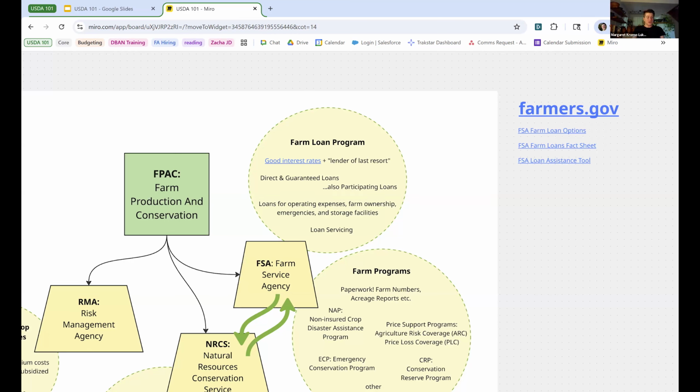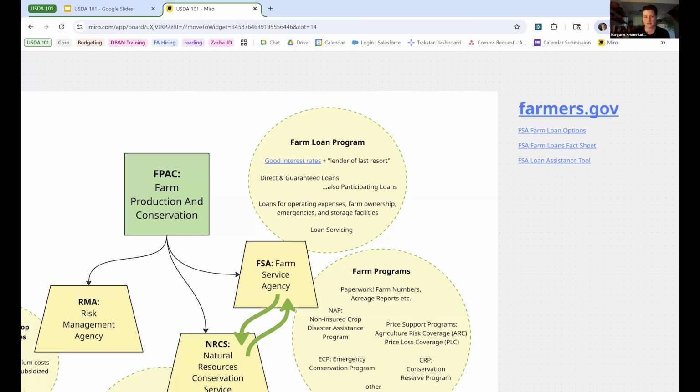FSA does tend to have good interest rates comparatively, and I've got a link in there. Again, these will all be sent out with slides with all of the links. And they update the interest rates, and you can check them out there. There are a bunch of different kinds of loans that FSA does.